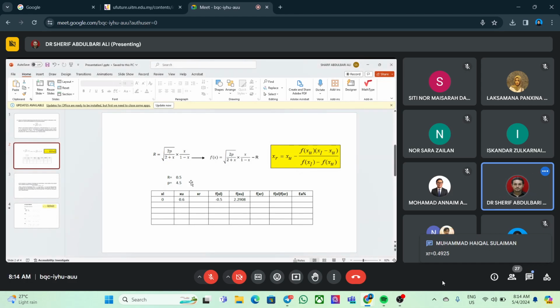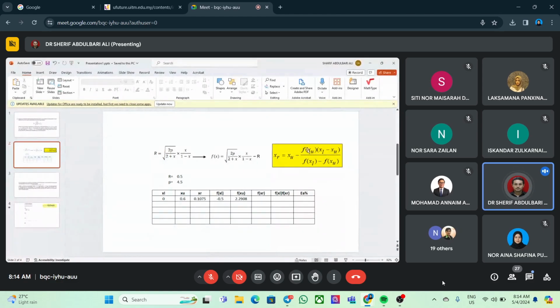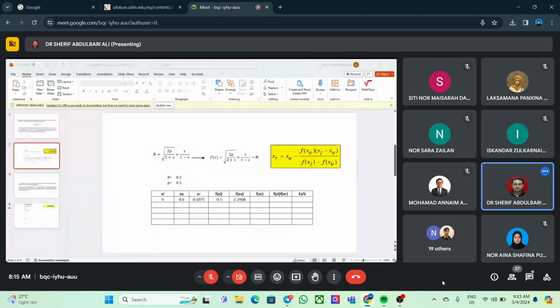Okay, getting the answer. You're supposed to get the answer of 0.1075. X upper is 0.6 minus the function of x upper, 2.2908, times x lower minus x upper. So 0 minus 0.6 over the function of x lower, which is negative 0.5, minus the function of x upper, 2.2908. Your answer is 0.1075. Check your answer back.